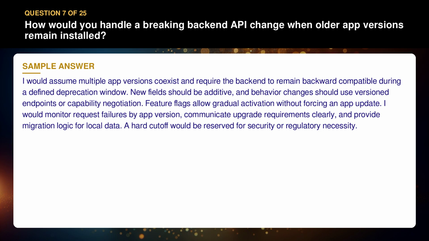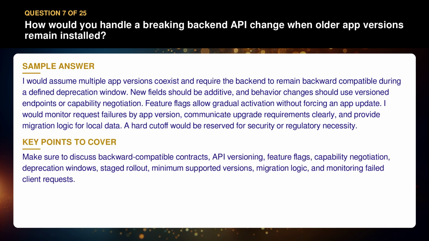I would monitor request failures by app version, communicate upgrade requirements clearly, and provide migration logic for local data. A hard cutoff would be reserved for security or regulatory necessity. Make sure to discuss backward-compatible contracts, API versioning, feature flags, capability negotiation, deprecation windows, staged rollout, minimum supported versions, migration logic, and monitoring failed client requests.